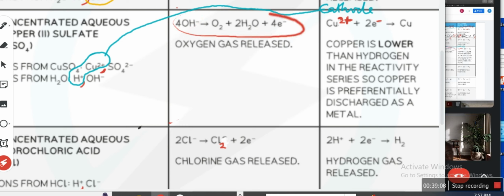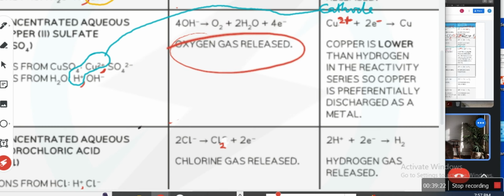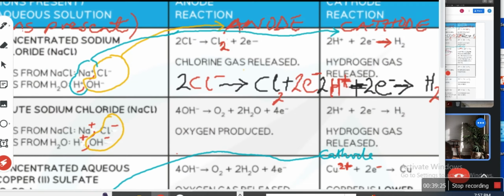Read out what I'm circling: 4OH minus gives O2 plus 2H2O plus 4e minus. Since it gives O2, it means oxygen gas will be released. Go up there and see the chlorine. Read the half equation for the chlorine: 2Cl minus gives Cl2 plus 2e minus. Since Cl2 is discharged, it means chlorine gas is released. Sometimes they will ask you which gas is released at the anode. If you write the half equation, you will know it is chlorine that is released there.